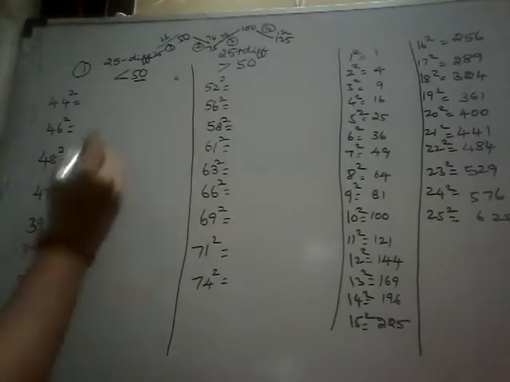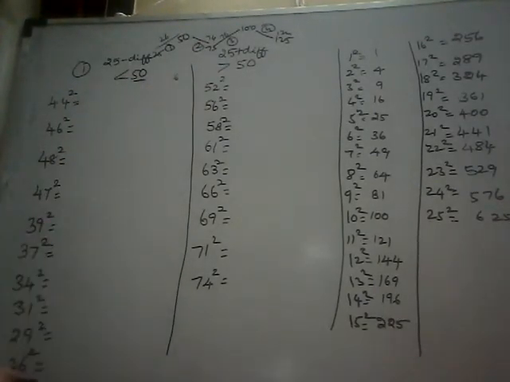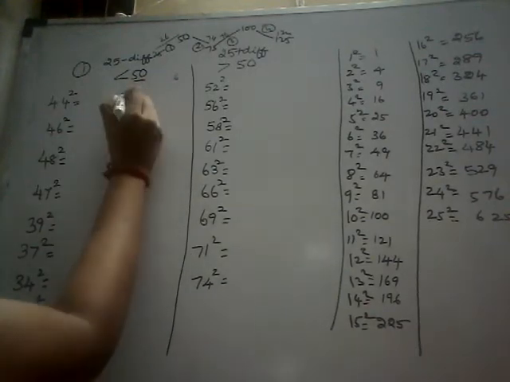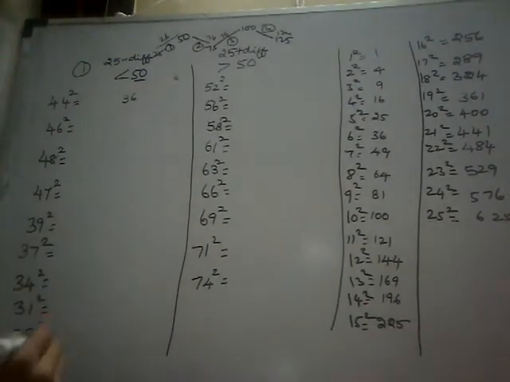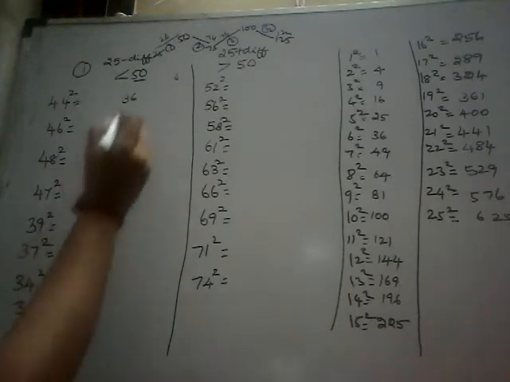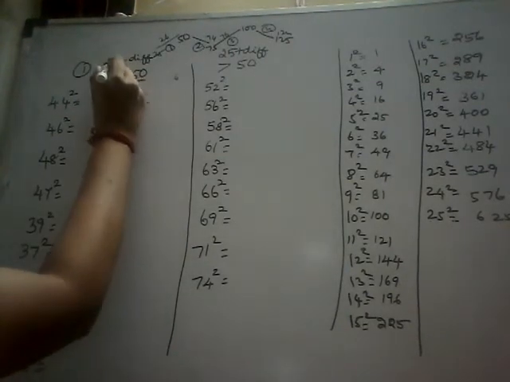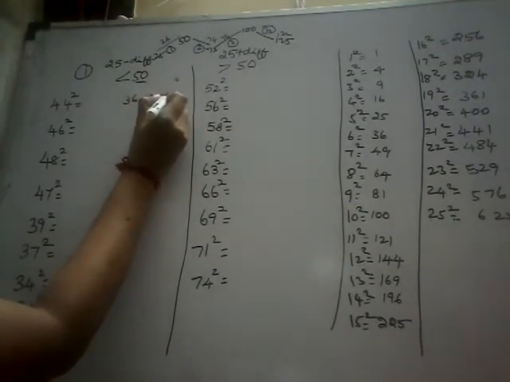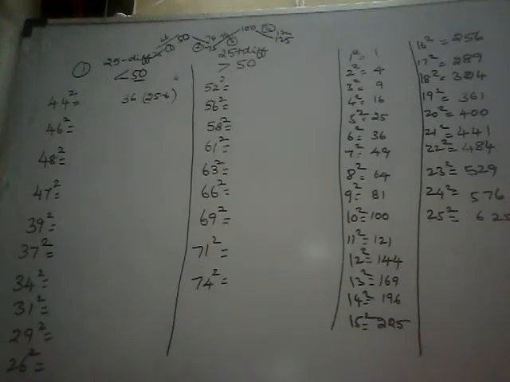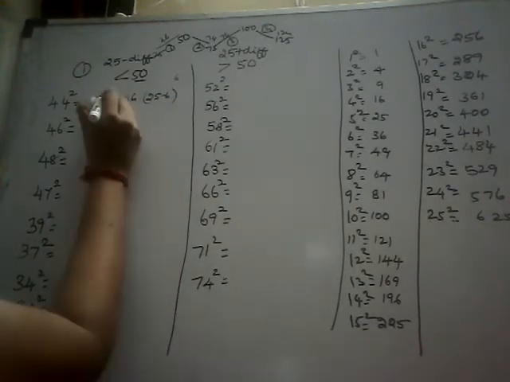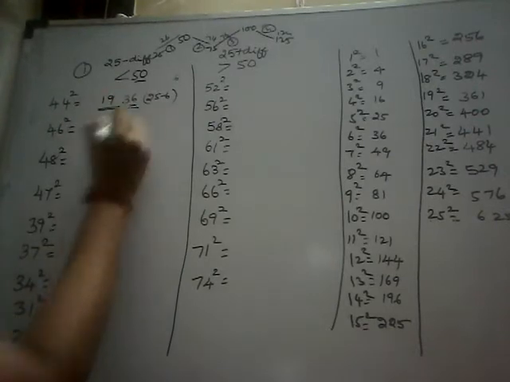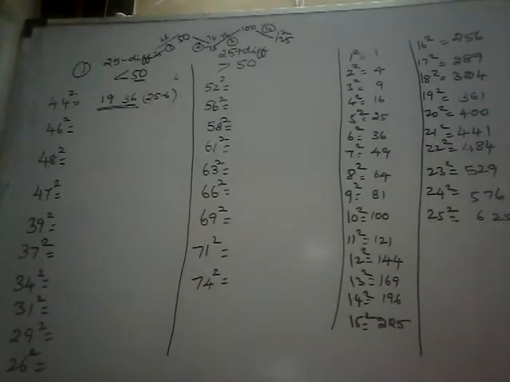Just square that number. 6 square, what is 6 square? 36. You write it in the two-digit place. And this difference you have to subtract here: 25 minus 6, that is 19. So 1936 will give you the answer.